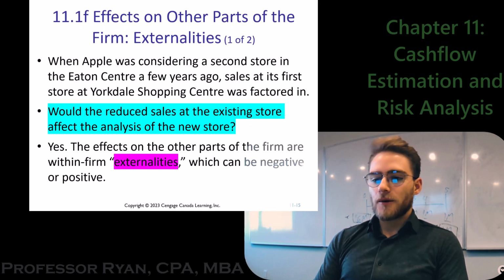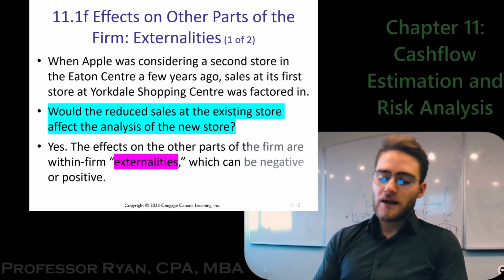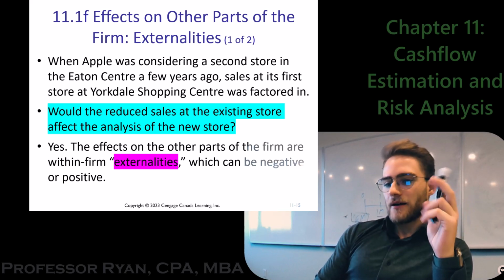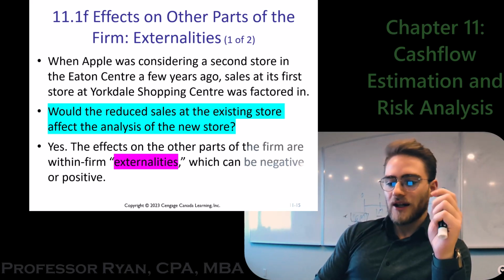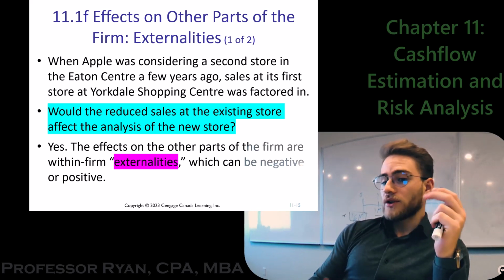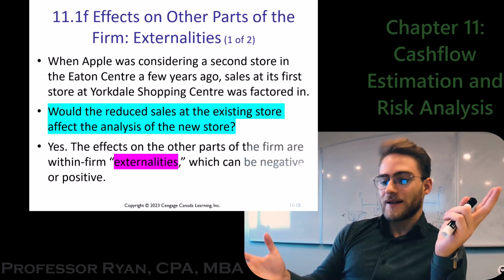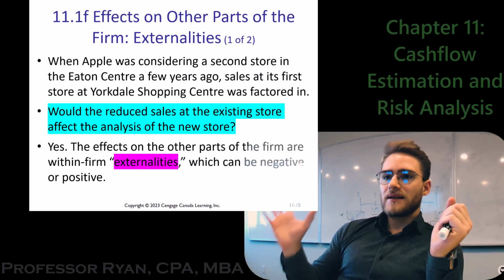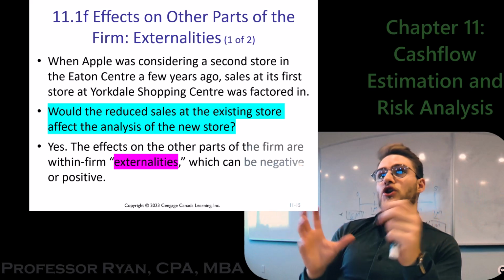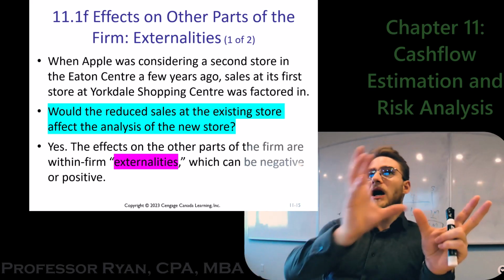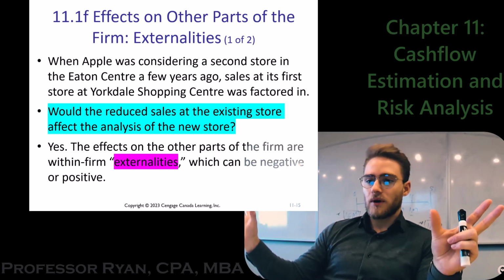So, effects on other parts of the firm: externalities. For instance, when Apple was considering a second store in the Eaton Center a few years ago, sales at its first store at Yorkdale Shopping Centre were factored in, right? Would the reduced sales at the existing store affect the analysis of the new store? Absolutely, right? Because if I'm opening a new store, and it's the same store, I already have an Apple store, but now I'm going to open another Apple store in close proximity.